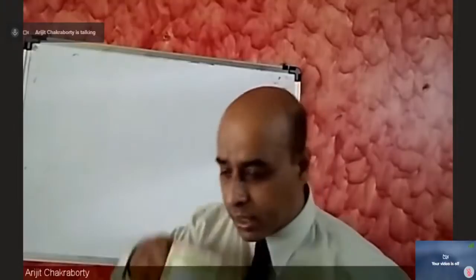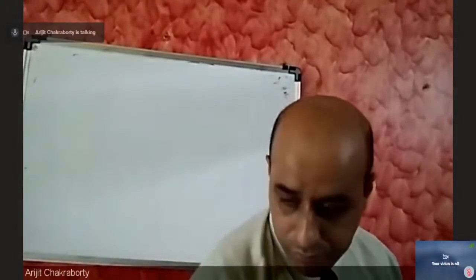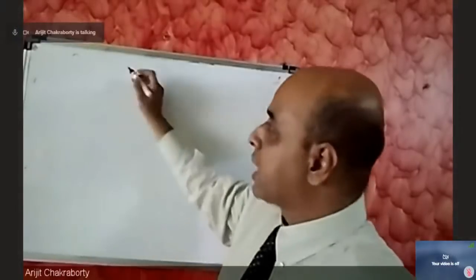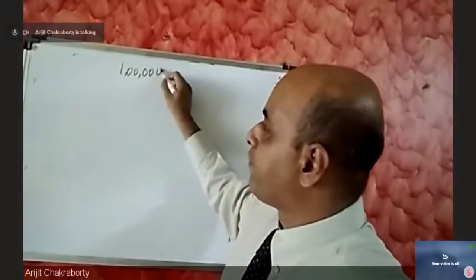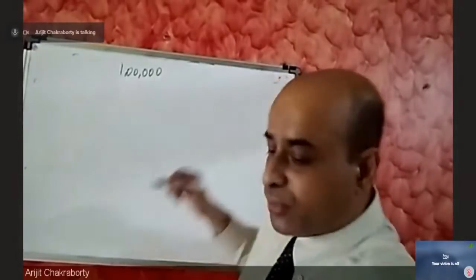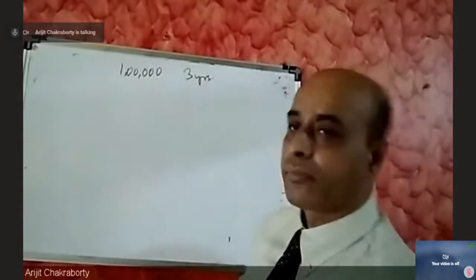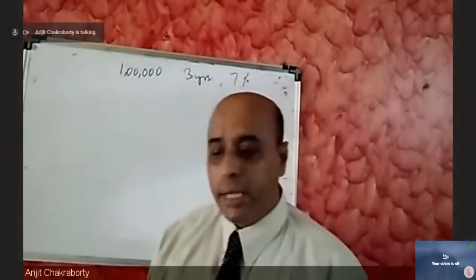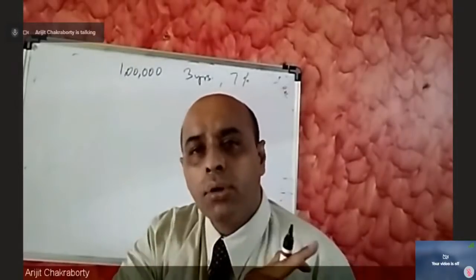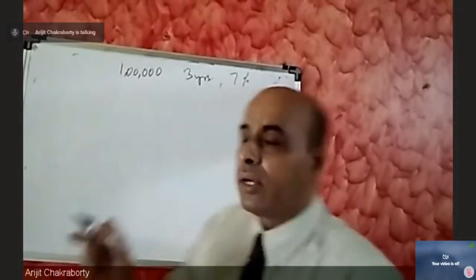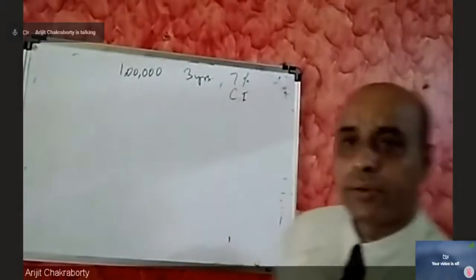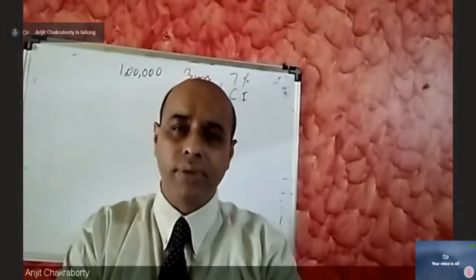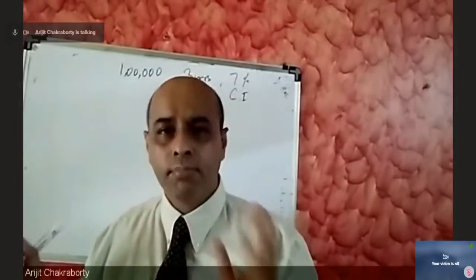Saina is depositing 1 lakh rupees in a bank for 3 years. Okay. And the interest rate is 7%, but it is no longer on simple interest, but it is on compound interest. So I am writing CI, right? CI is the short form of compound interest. And please remember that. I will now refer to it as CI, compound interest.